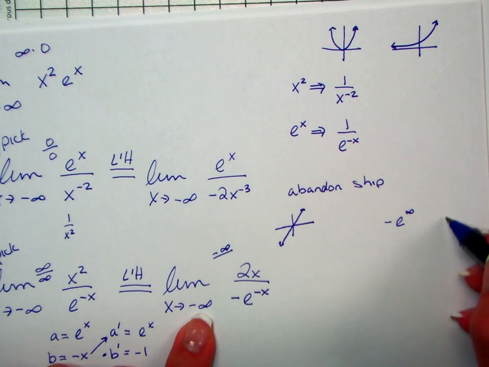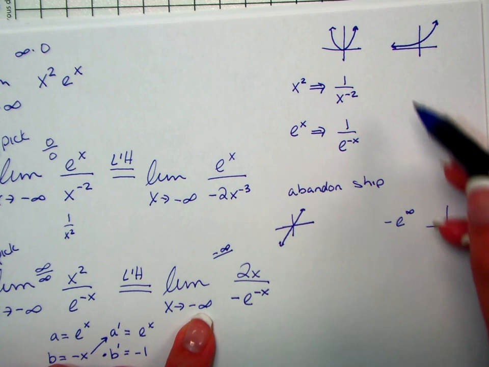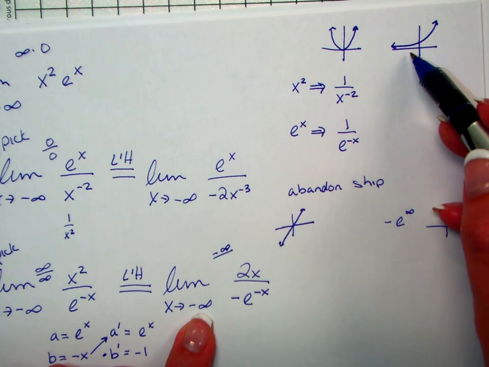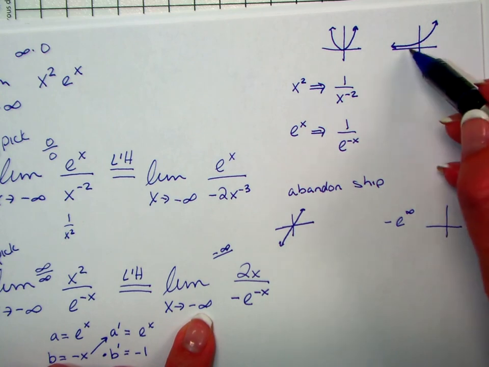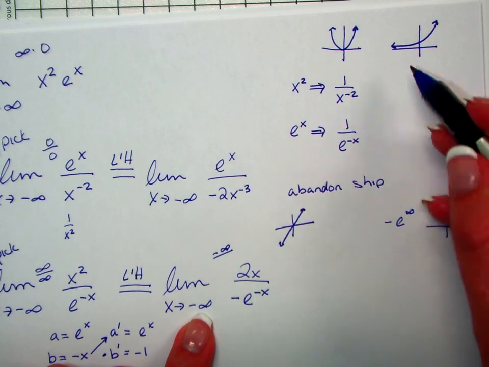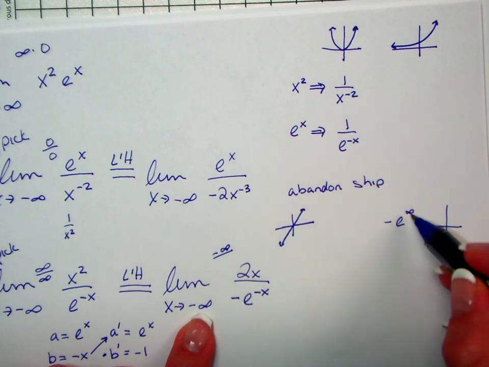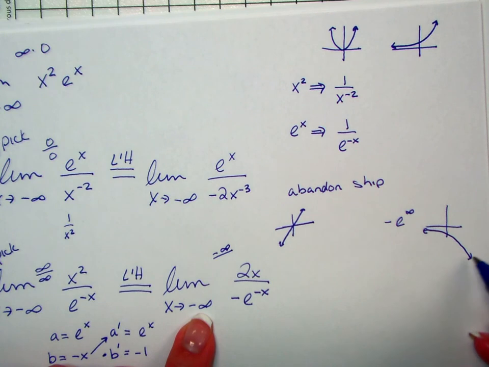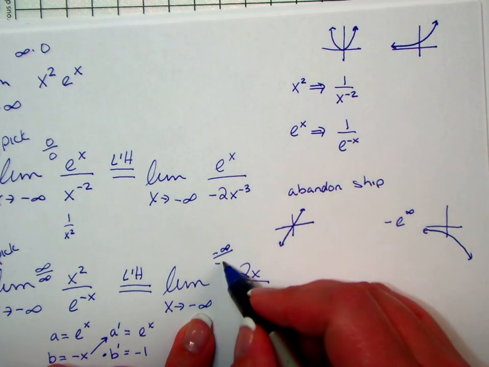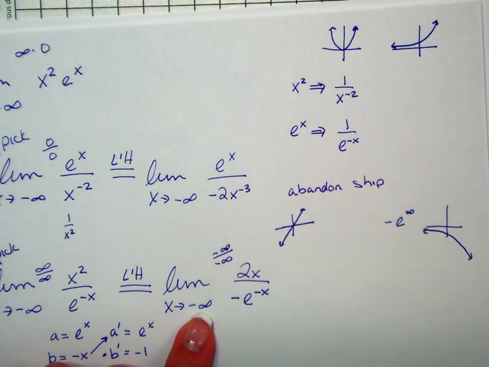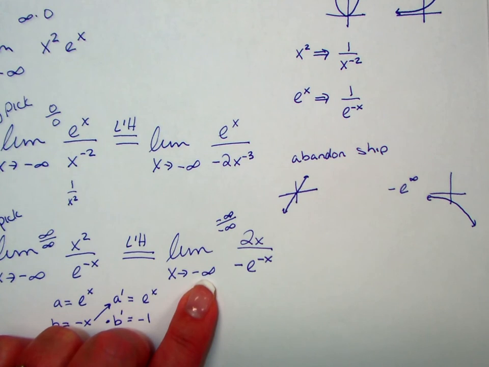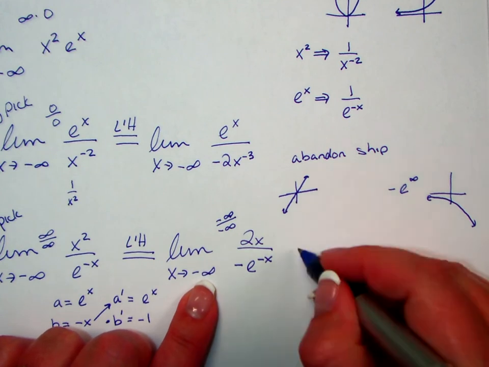Well, negative e to the x is the reflection. This is a vertical reflection, so we're going to get this here. And as x heads to infinity, where is this function headed? To negative infinity. So we're going to get negative infinity over negative infinity there, which is L'Hopitalable.